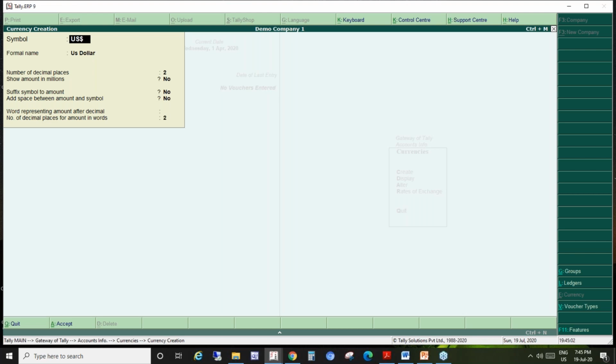But just dollar would be a bit confusing, as Singapore also uses Singapore dollar, Australia uses Australian dollar, and likewise 40 to 50% of countries use a currency called dollar. So it is not right to just put dollar. I would rather put it like this. Number of decimal places to show amount in millions: if I wish to see the amount in millions, then yes, I can see that as well. Would I like to have a suffix symbol to the amount? At present, I'm putting no.